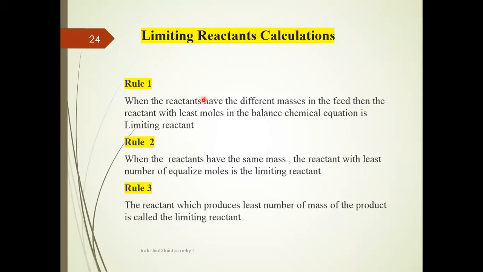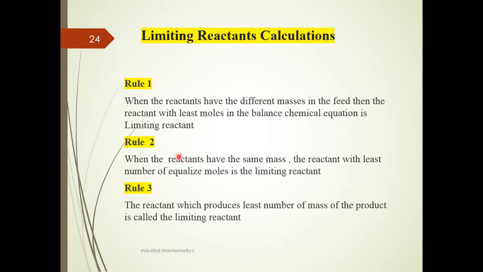If you are given two reactants, one is the excess reactant and one the limiting reactant, and both reactants have different masses, let's suppose one has 50 kg and the other reactant has 100 kg, then you have to balance the chemical equation. After balancing the chemical equation, the reactant which has the least stoichiometric coefficient, which has the least number of moles in the reaction, will automatically become your limiting reactant. So you do not have to proceed with lengthy calculations. You can easily solve multiple choice questions.